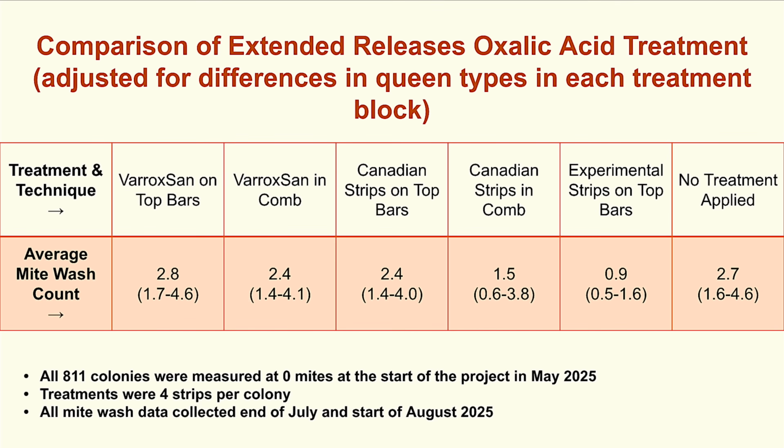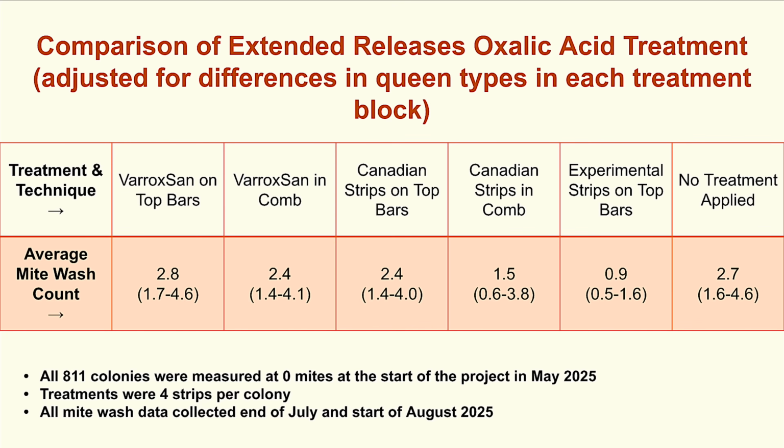The Canadian strips, especially when they're applied at the comb, did fairly well. They had about half the number of Varroa in a mite wash as the control colonies, about 1.5 mites per wash. They fared less well when they were placed on the top bars. Then you're running at about 2.5 mites per wash. And that's about in line with the Varroxan strips applied per the label or per instruction against the comb.